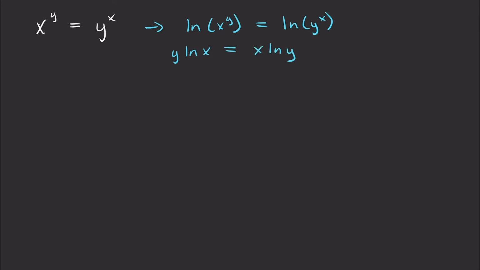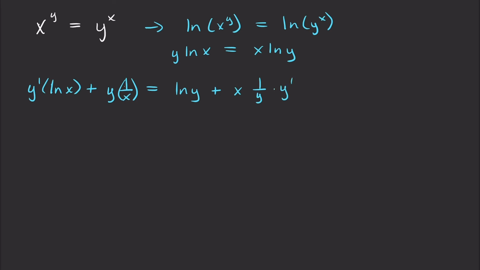And now if we take the derivative of both sides, so we'll again use implicit differentiation, we'll get the derivative of the first, which is y prime, times the second, ln of x, plus the first times the derivative of the second, which is just 1 over x, equals the derivative of the first is just 1 times the second, ln of y, plus the first times the derivative of the second, which is 1 over y times dy dx, or just y prime.